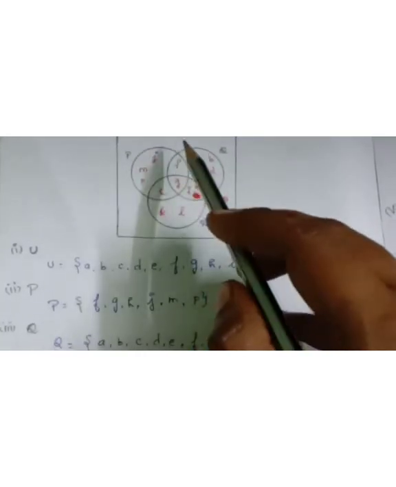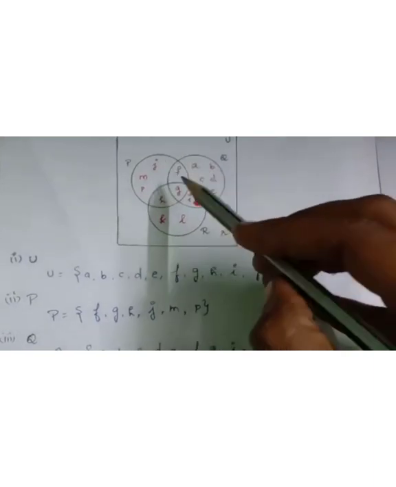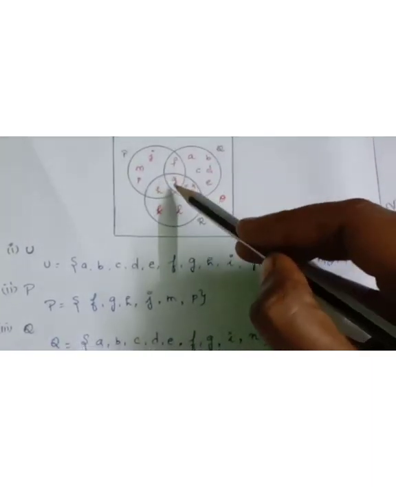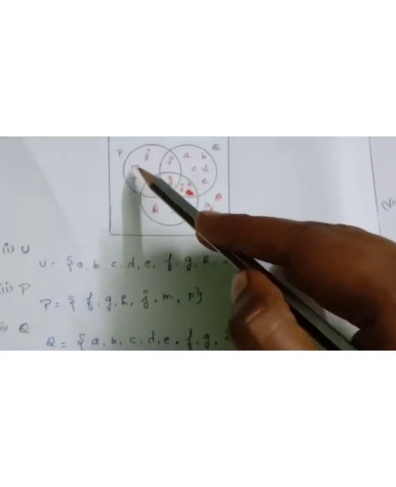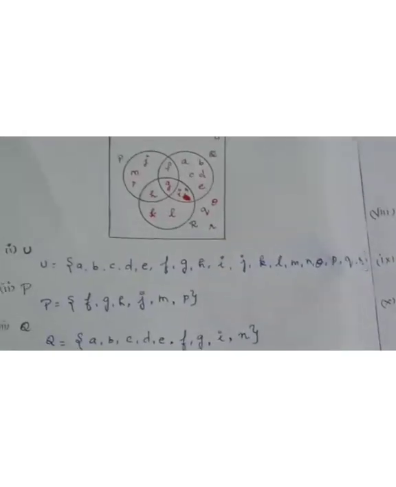Next one is P. You find the P. P is equal to, so only the circle of P you will take the elements. So the elements inside the P set in alphabetical order, you will write: F, G, H, J, M, P. So the answer is F, G, H, J, M, P.